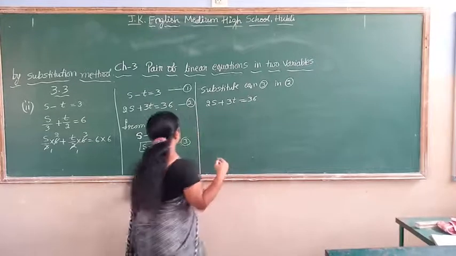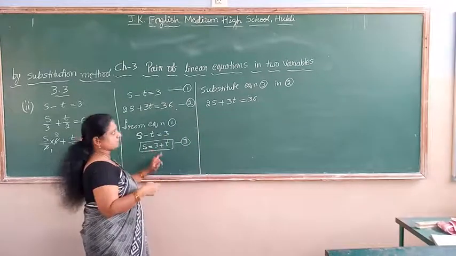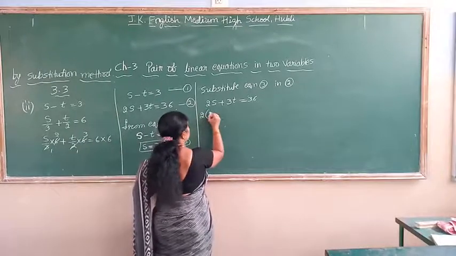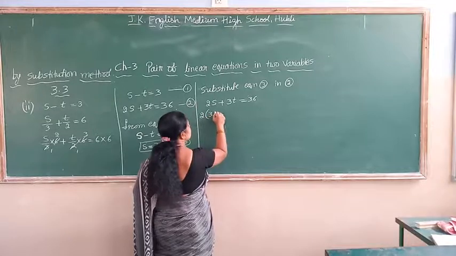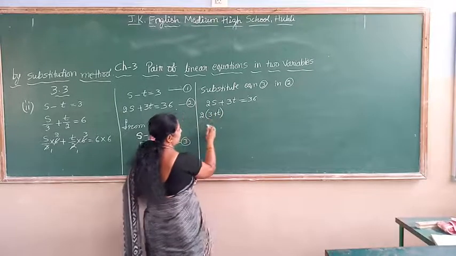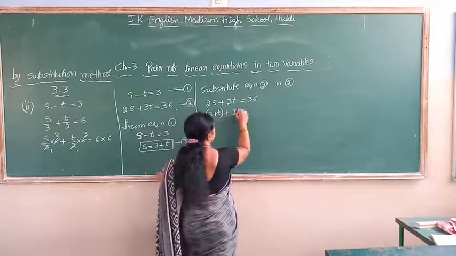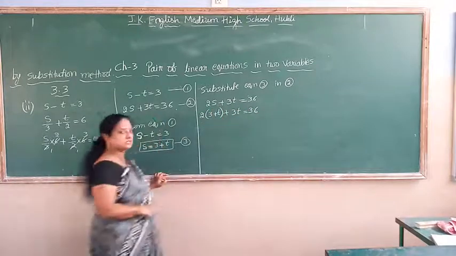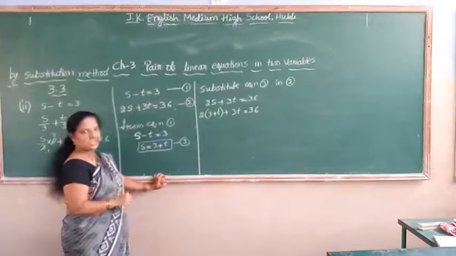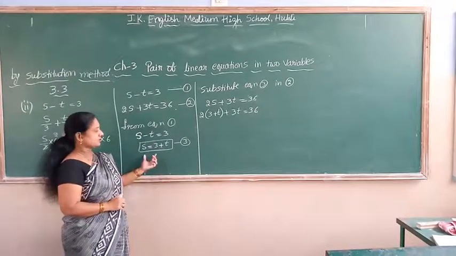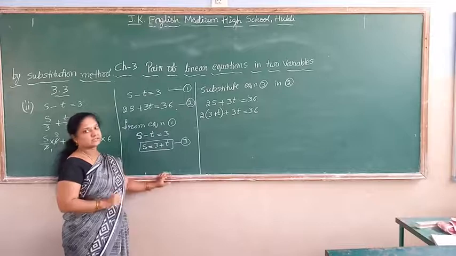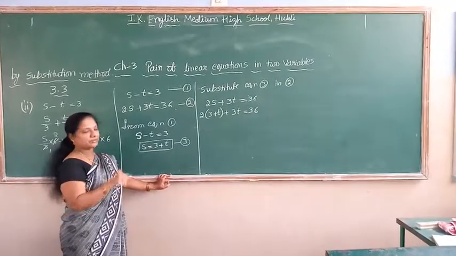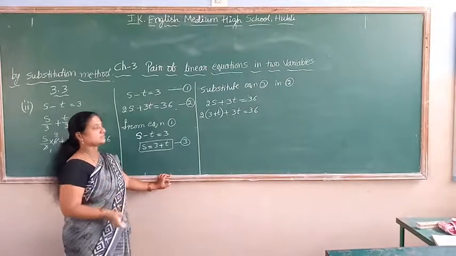Now I have to substitute 3 plus t in place of s. Be careful, write it in brackets. The s value applies for both terms, so we have to write the bracket: in place of s, 3 plus t. But I write the bracket. If you do not write the bracket, it becomes wrong.